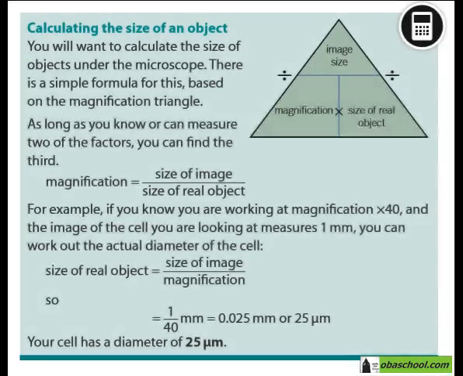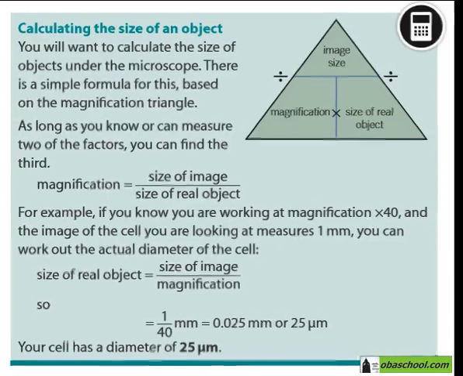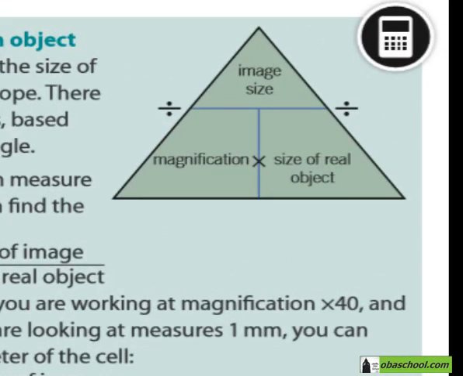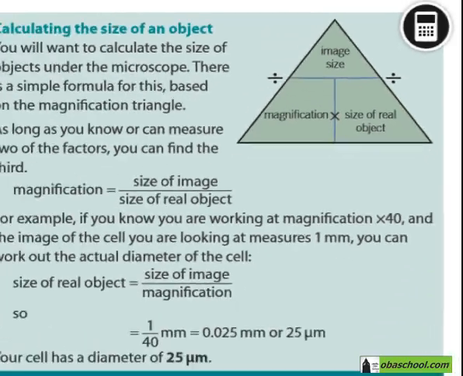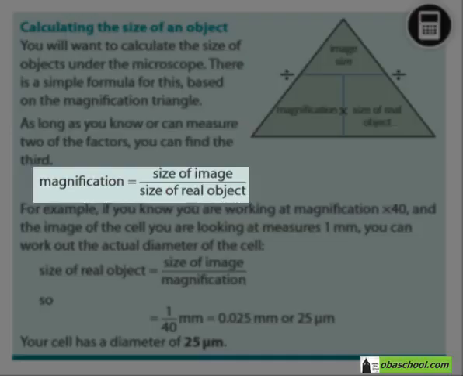Calculating the size of an object. You will want to calculate the size of objects under microscopes because obviously what you see under a microscope is an exaggerated image. There is a simple formula for this based on this magnification triangle. As long as you know, or at least can measure, 2 of these 3 factors in the triangle, you can always find the third. This triangle gives us the following formula, which is magnification is the size of the image divided by the size of the real object.